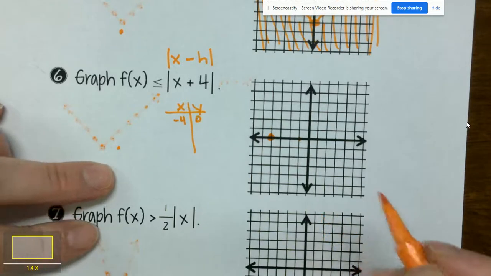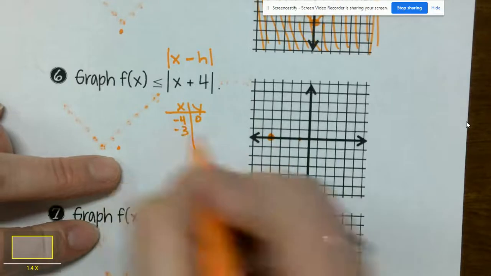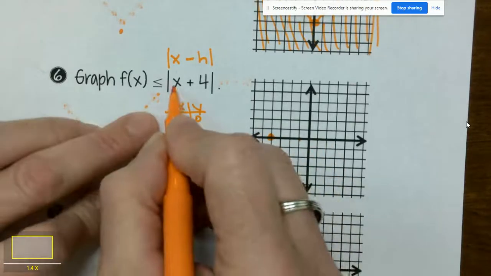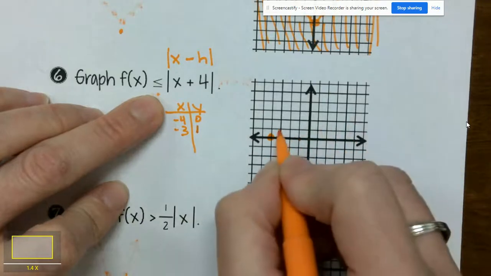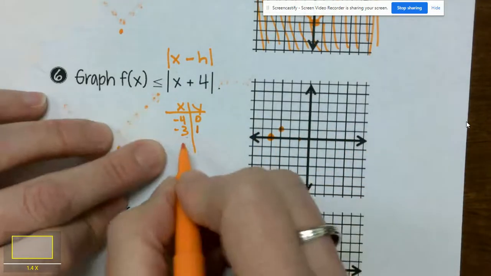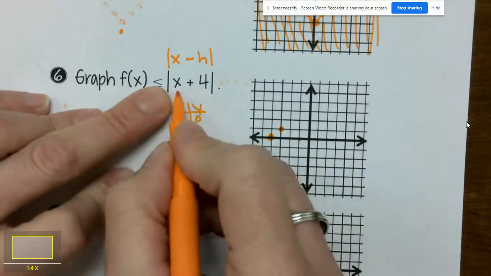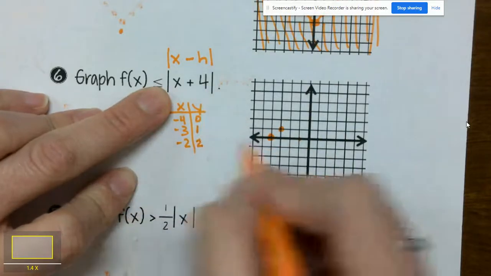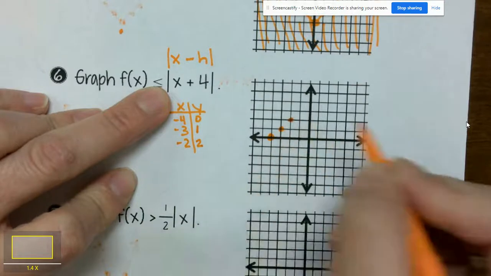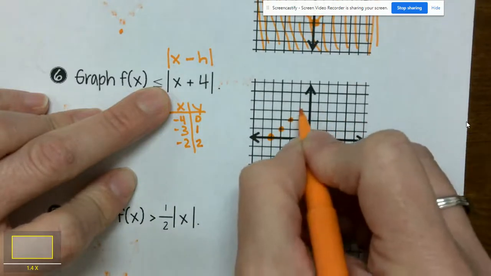Okay, what if I put in negative 3? Okay, if I put in negative 3 plus 4 is 1, and the absolute value of 1 is 1. So I get that. What if I put in negative 2? Negative 2 plus 4 is 2, and the absolute value of 2 is 2. So at negative 2, I get 2. Hopefully you can see that this is following that pattern.